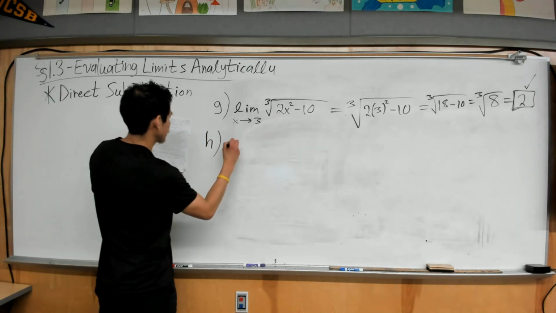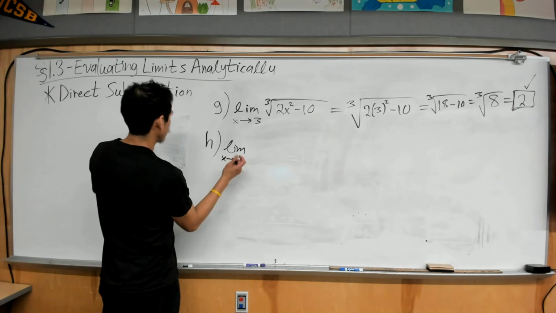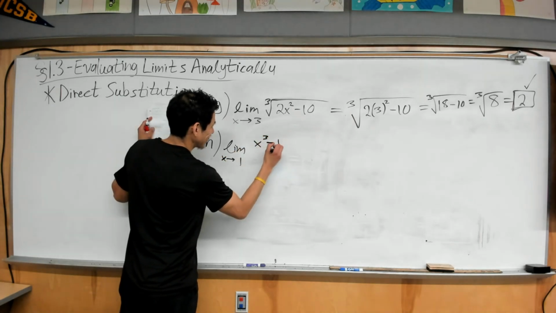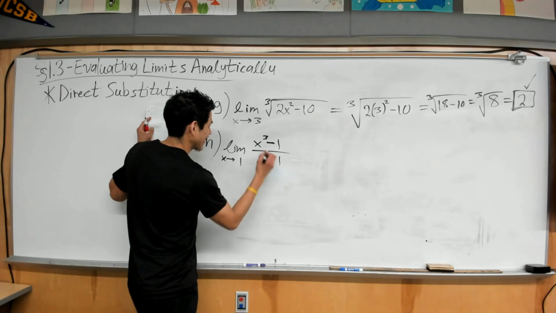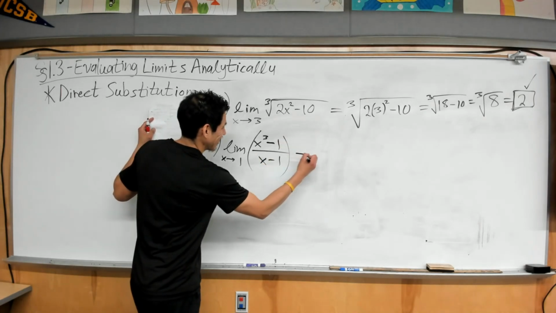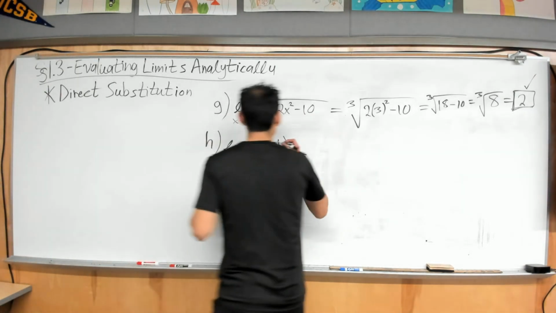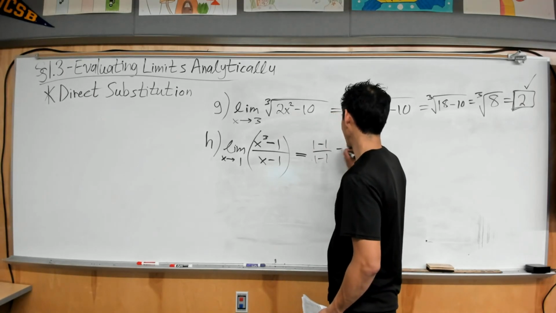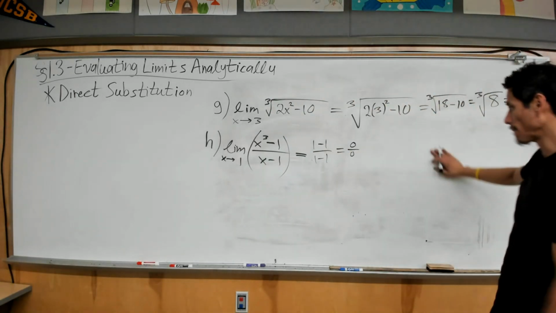The limit as x approaches 1 of x cubed minus 1 over x minus 1. So plug in 1. So we get 1 minus 1 over 1 minus 1. 0 over 0. Oh, what the heck?